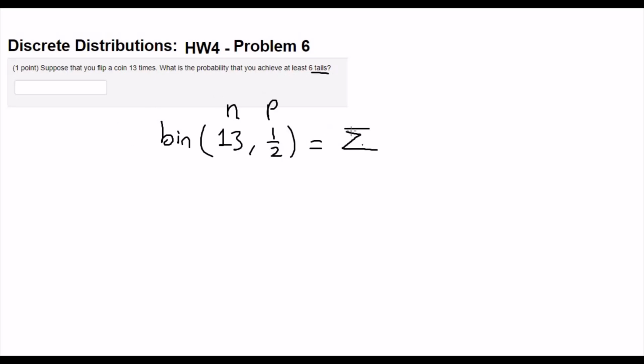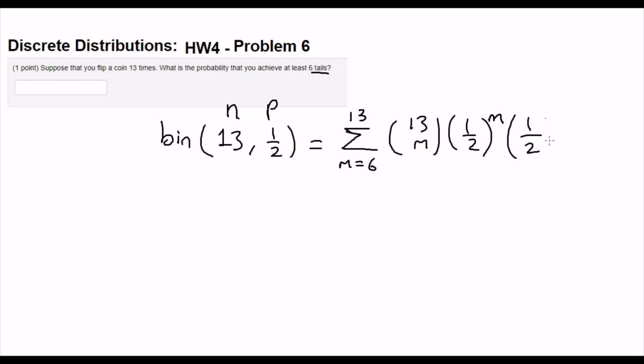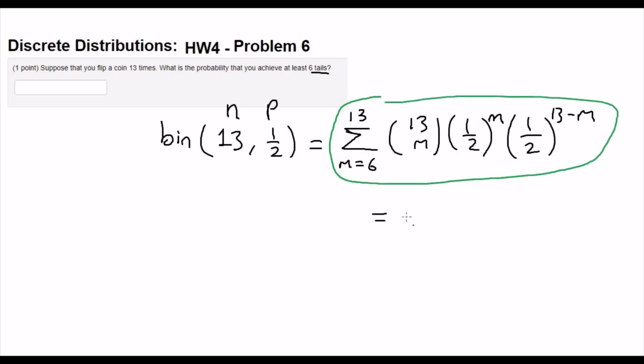And we would like at least 6 tails. So our summation starts from 6 and above up to 13 here. And it's going to be 13 choose m times the success to the m, 1 minus success to the 13 minus m. And this is the answer. If you plug this in calculator, you're going to obtain 0.79473.